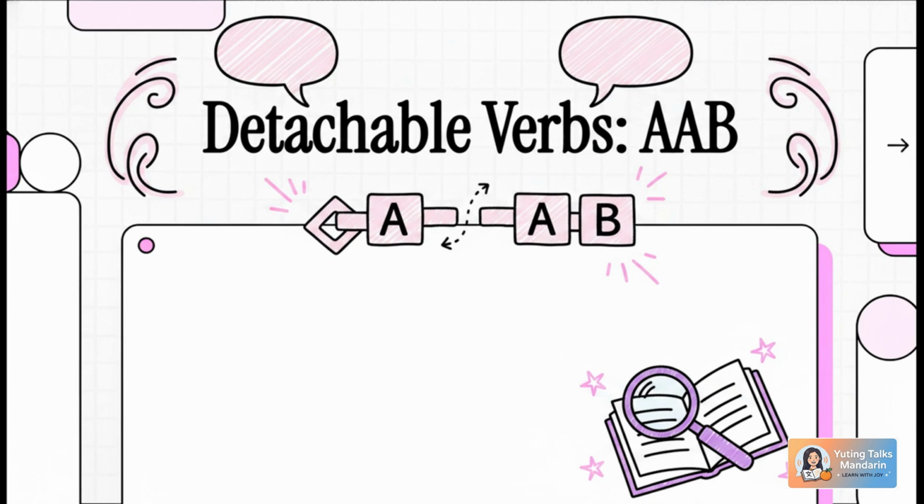We are so excited to have you with us because today we're going to help you sound way more relaxed and a lot more like a native Chinese speaker. Oh, for sure. Today we're actually unlocking a bit of a secret formula. We're looking at detachable verbs, specifically using the AAB structure. Now, I know that sounds a little technical right off the bat, but I promise you it's literally a game changer. It's incredibly fun and super easy to start using in your everyday conversations.